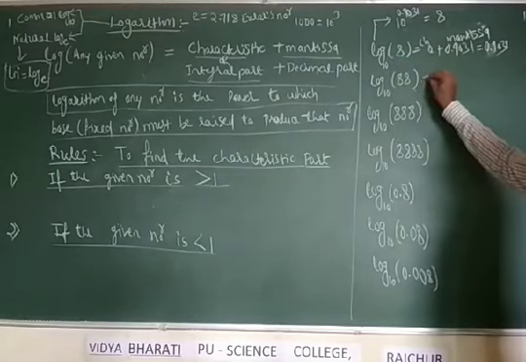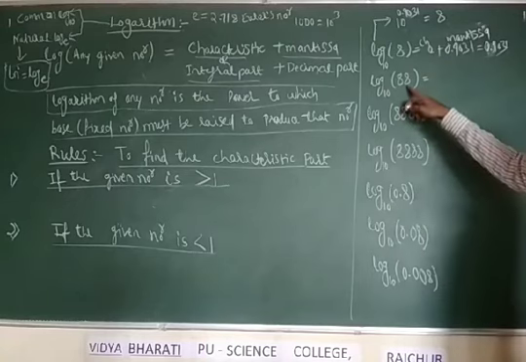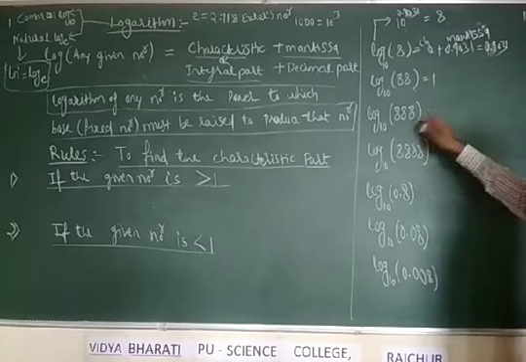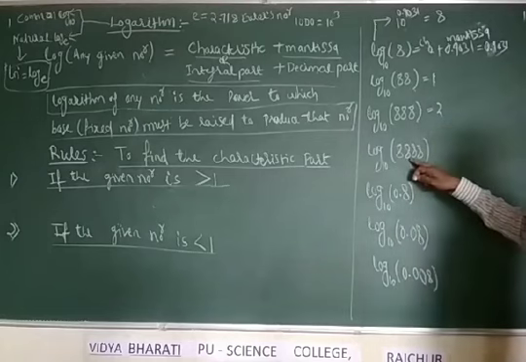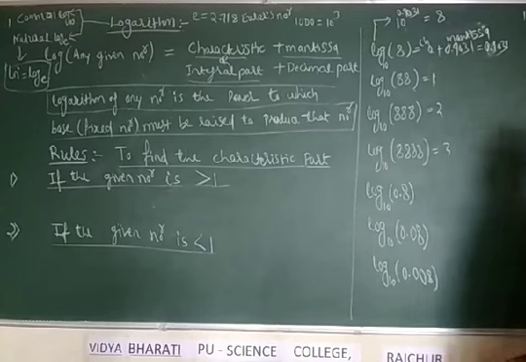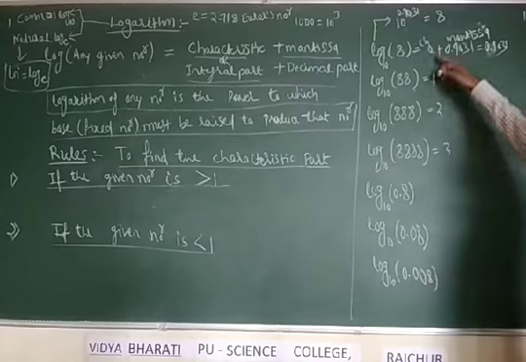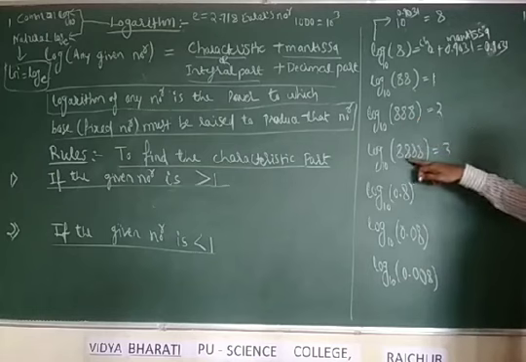Similarly, let us find the characteristic of these numbers. The characteristic of 88 is 1. The characteristic of 888 is 2. The characteristic of 8888 is 3. How have I written these characteristics of 88, 888, 8888?